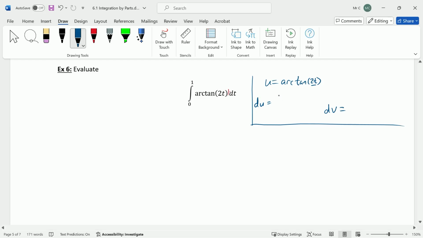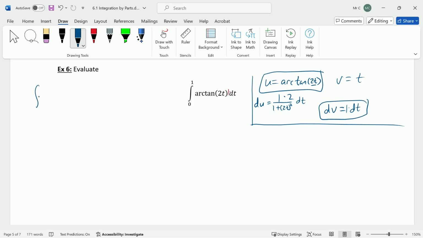So applying the chain rule, I get 1 over 1 plus 2t squared times the derivative of 2t, which is 2 dt. And dv has to be just our 1 dt, and so v is going to just be t. The antiderivative for 1 is t, so that's that. Again, it's always good, when you are first learning this, to write that integration by parts formula explicitly every time, just to help memorize it.